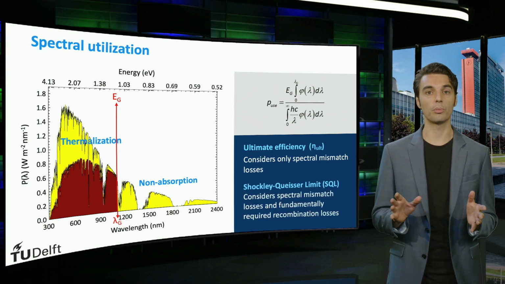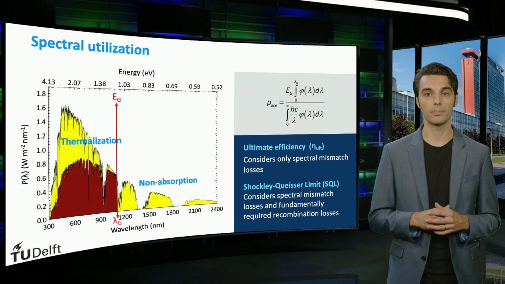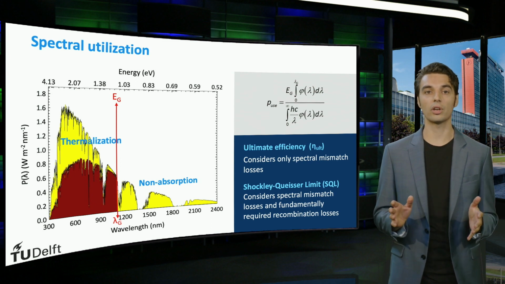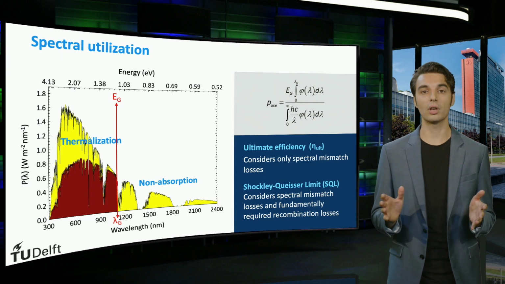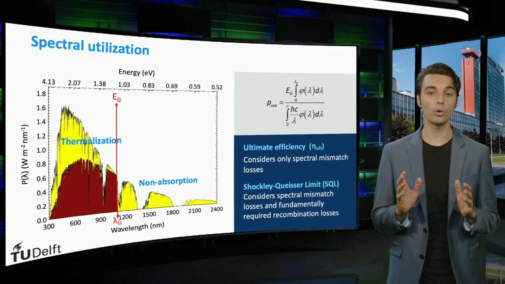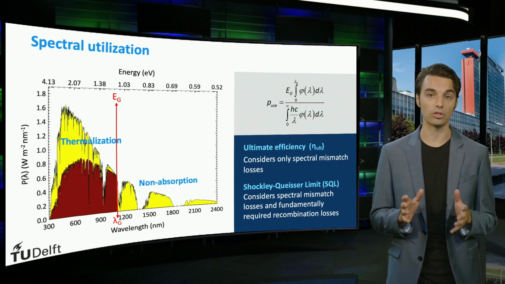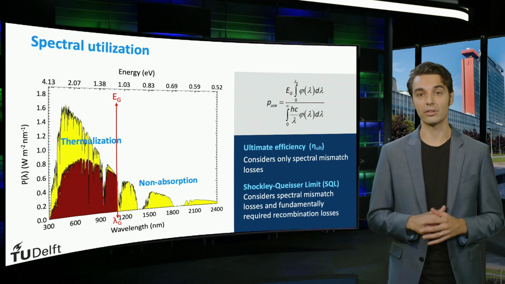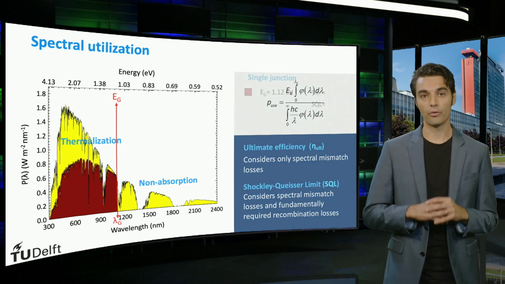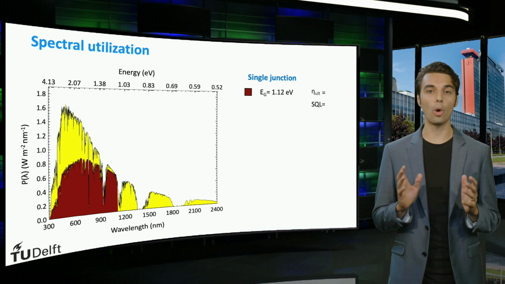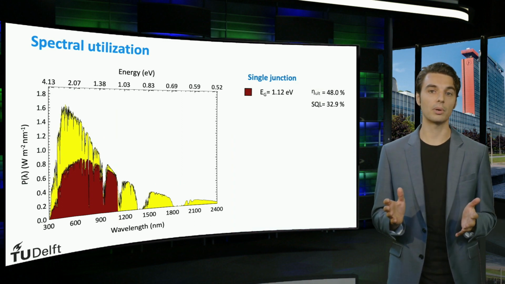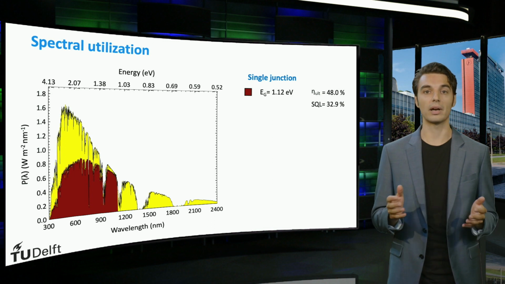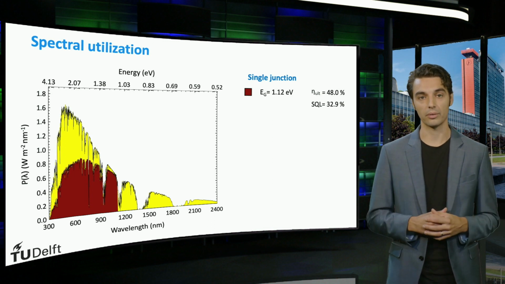Another limit for solar cell performance is the Shockley-Queisser limit. The Shockley-Queisser limit will be discussed in more detail towards the end of this course. For now, it is enough to understand that the Shockley-Queisser limit also considers those recombination losses that are fundamentally required. For a single junction solar cell with an optimal bandgap energy of 1.12 electron volts, the ultimate efficiency is about 48%, and the Shockley-Queisser limit is roughly 33%.